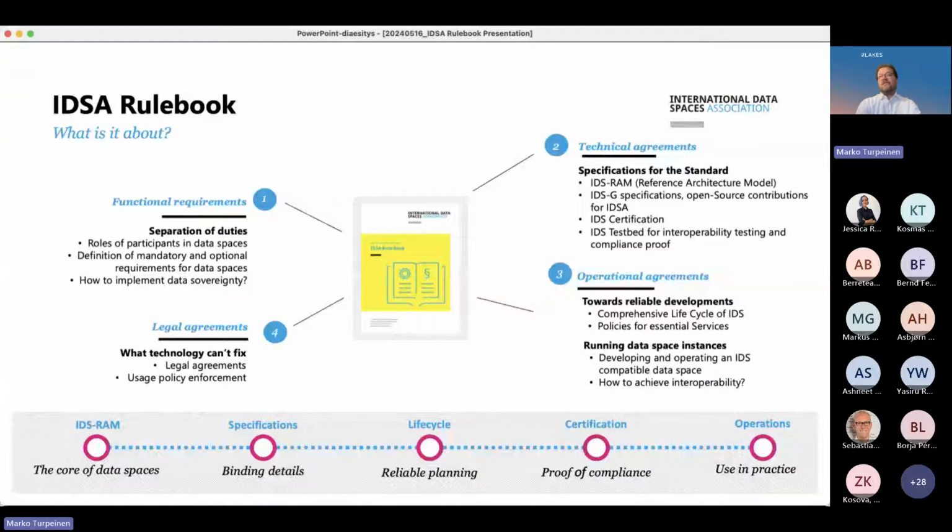Then, as said, the rulebook has several different parts. There are the functional requirements, separation of duties, quite a lot of discussion on different roles that participants might have in the data space, and what then follows: if you are in this role, you are supposed to do this and this. And then this separation also of mandatory and optional requirements for data spaces.